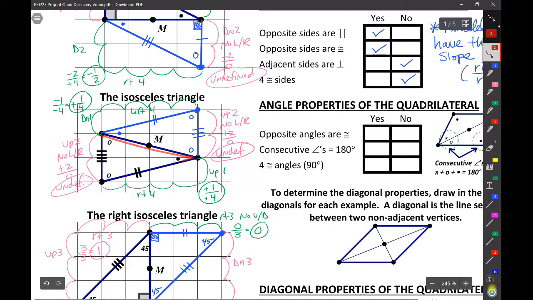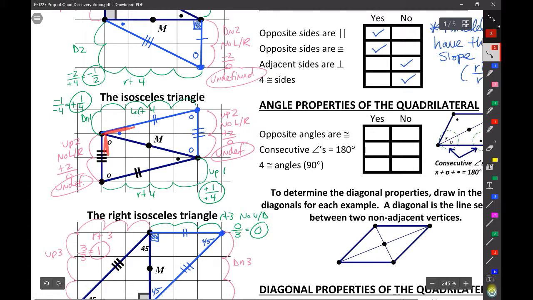So if we come back to this example over here, we can see that in our original triangle right here, we had two hollows and a solid. So that means that we're going to need two hollows and a solid in our consecutive angle. So if we look at this angle here, there's a hollow, and then here's a hollow and a solid. So then those clearly add up to 180 degrees, because we've got two hollows and a solid consecutively.